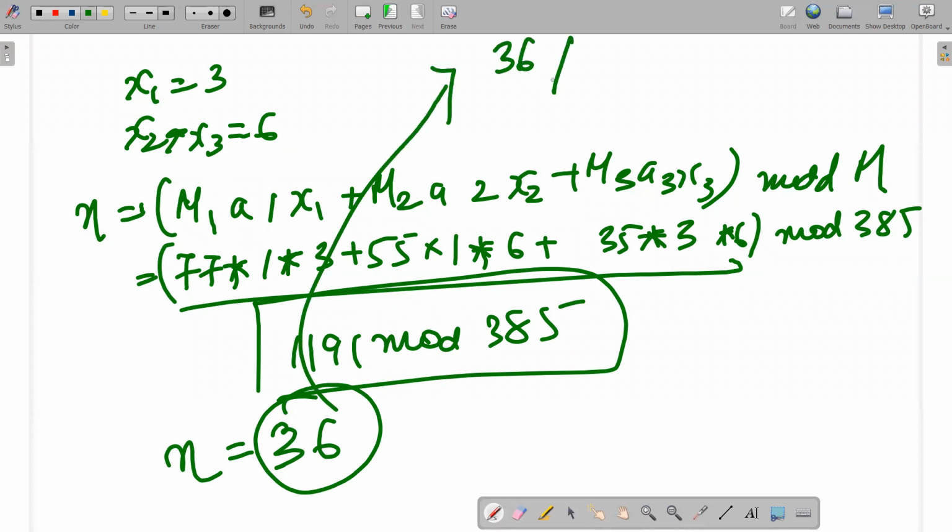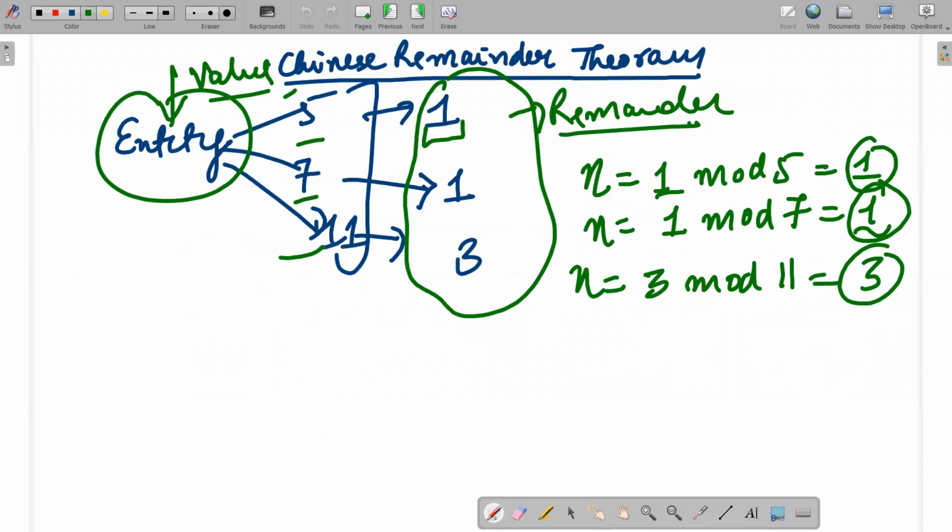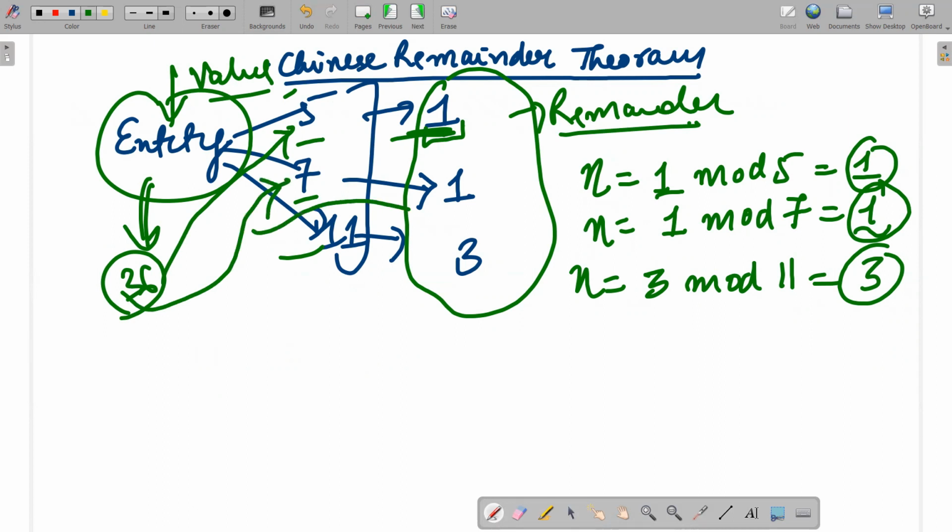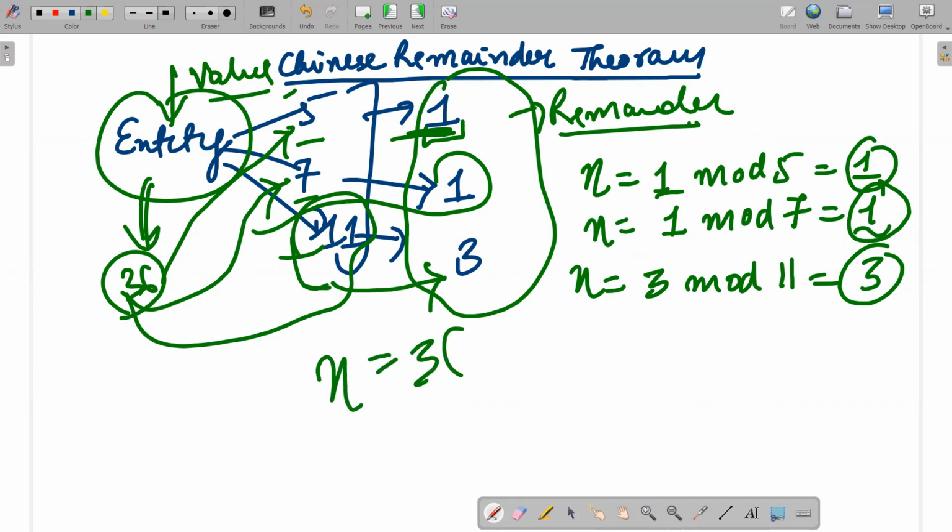Clearly, you can even test it out. 36, if divided among 5 members, the remainder is 1. 36 divided among 7 members, the remainder is 1. 36 divided by 11 members, the remainder becomes 3. So your n becomes 36, which is a common dividing factor. That's how the Chinese remainder theorem works.